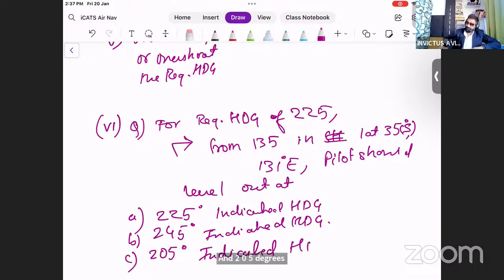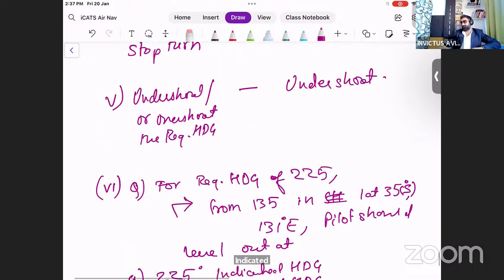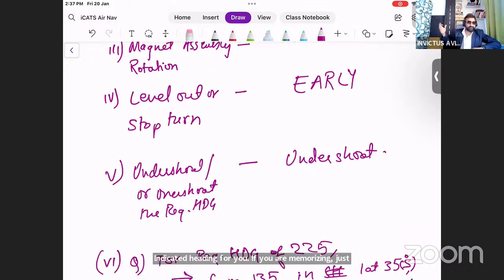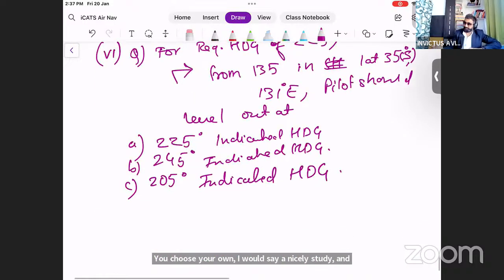For you, if you are memorizing, just memorize early or clockwise or underread or undershoot, any one point, and you will get all the correct answers for all different variations. Up to you. You choose your own. I would say you nicely study and remember everything to make it much easier for yourself. So whenever you're learning to practice and solving in class and your study session, self-study, keep an open book and solve. Okay?